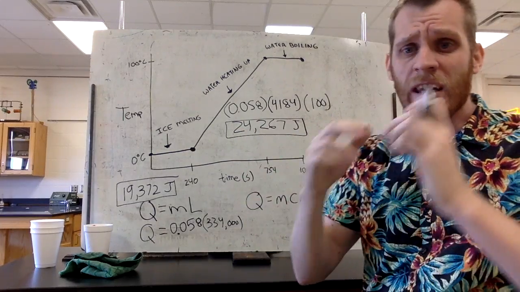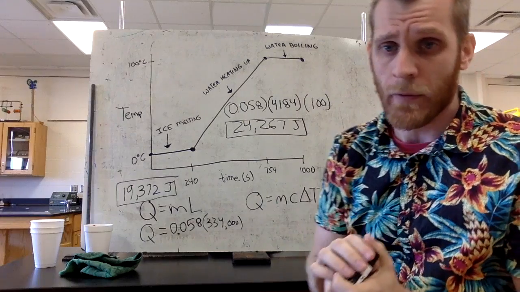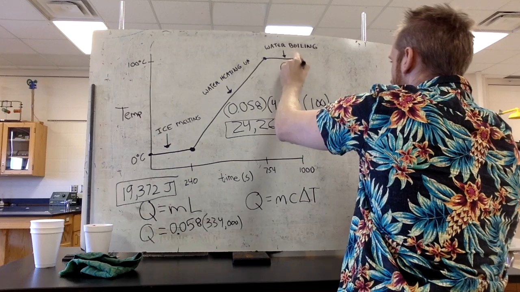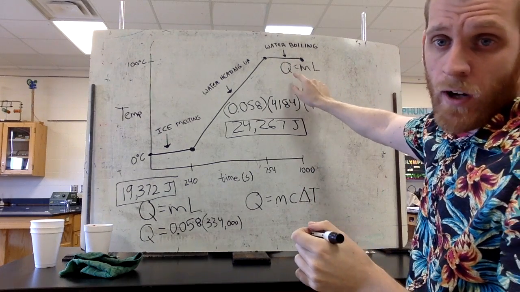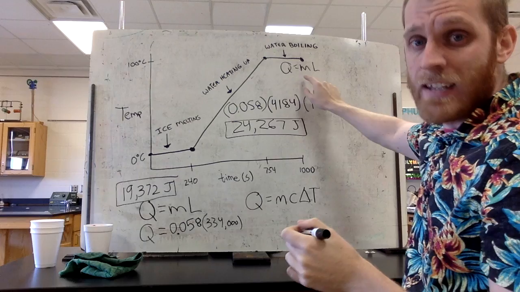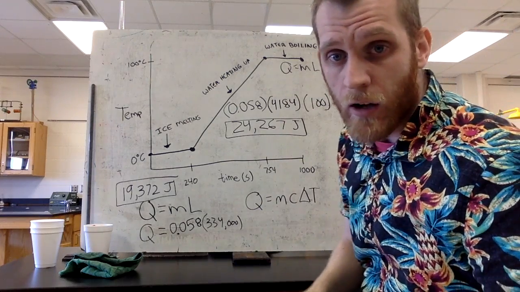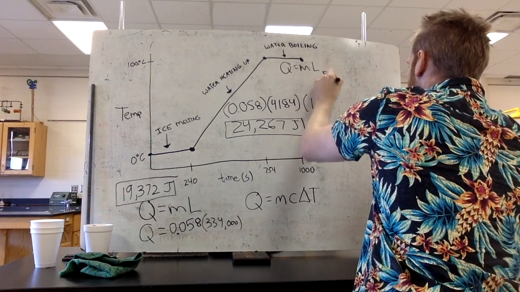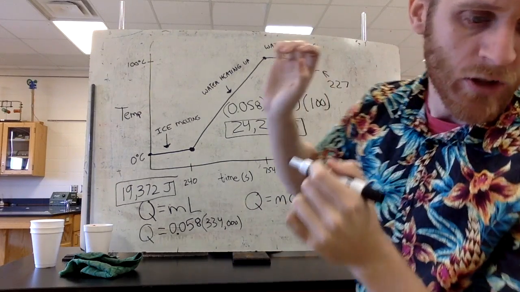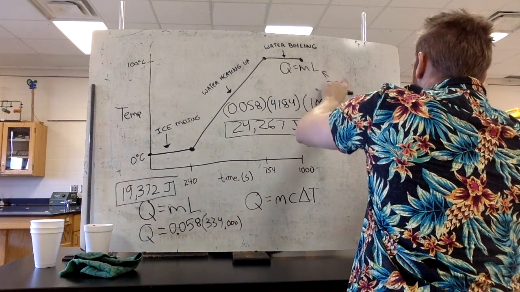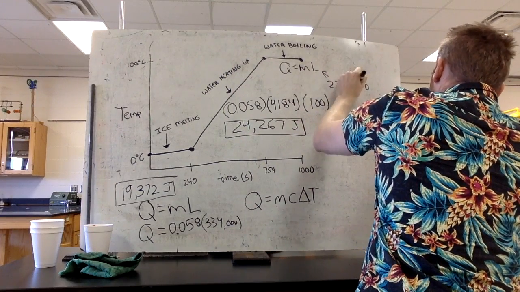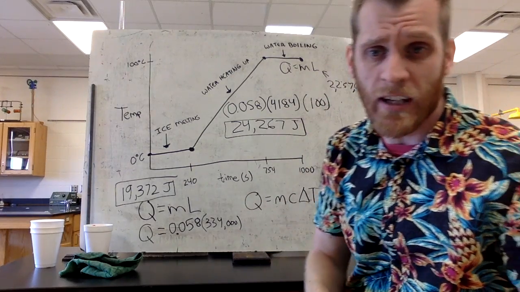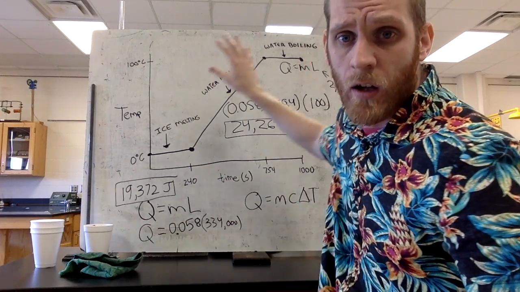Now, if I want to figure out how much heat it takes to boil all the water, I would use Q equals mL again. So I would use Q equals m times L, where the mass of all the water would be 0.058, and the latent heat of vaporization, so basically latent heat of steam, is a really big number. Latent heat for steam is 2,257,000 joules per kilogram. Huge number. So we multiply those numbers together and we get that heat for boiling the water.